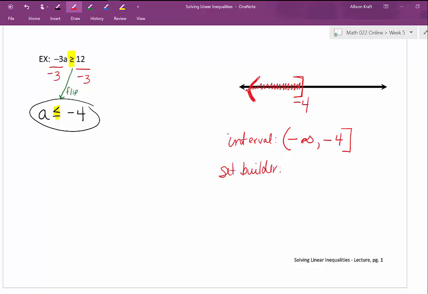Last up is the set builder notation. It's going to start the same. It's the set of all a this time, since our variable was a. And the a's that we're interested in this time are a's that are less than or equal to -4.